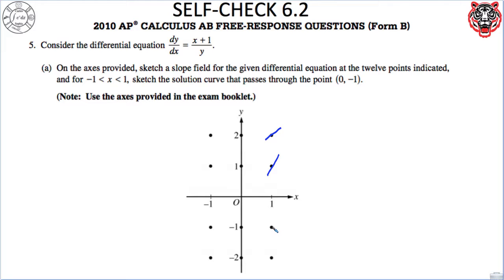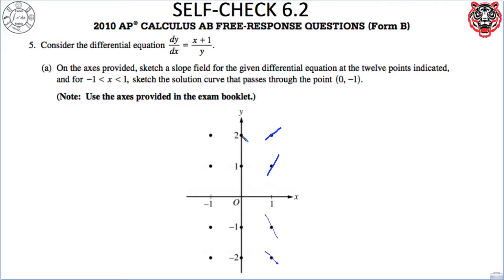Next we have down here, so y is now negative. Because this is the only thing that's changing, all of these slopes are just going to be the inverse of these slopes up here. So this is going to be a negative 2, I can try to draw a straighter line, negative 2, and then a negative 1. Moving on to our next set of points.